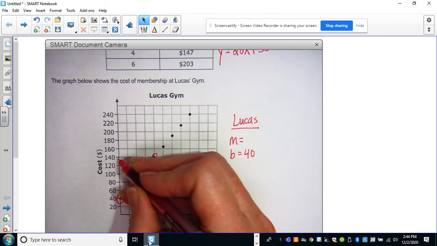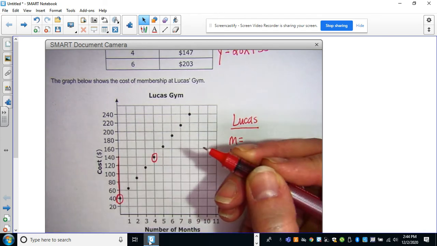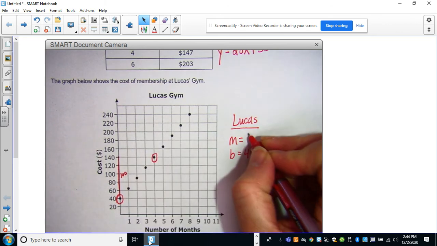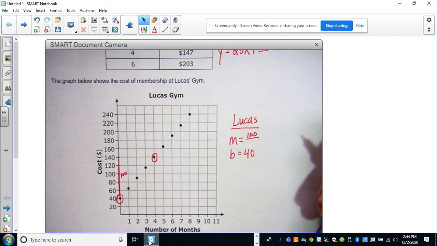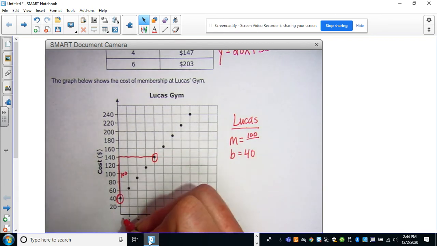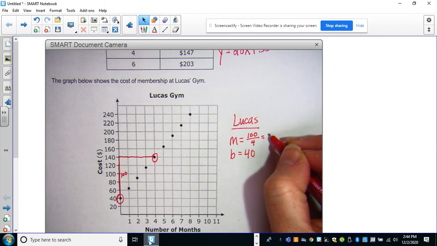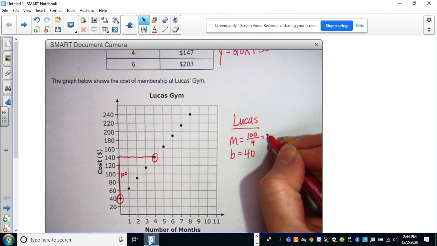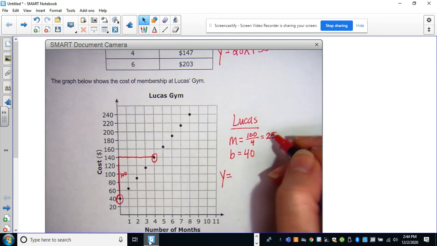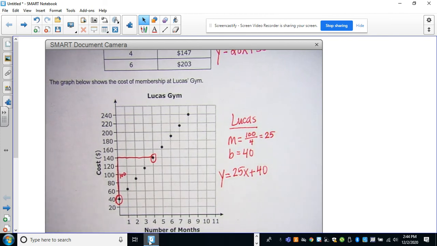So I'm going to do rise over run. So from 40, I'm going to rise up here to 140. So I went up 100. That's my rise. And then I'm going to run over to here and notice that I went from nothing to 4. So my slope, 100 divided by 4, is 25. So let's put that in your equation. Y equals 25x plus 40.